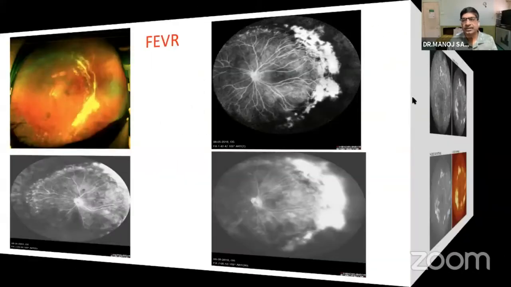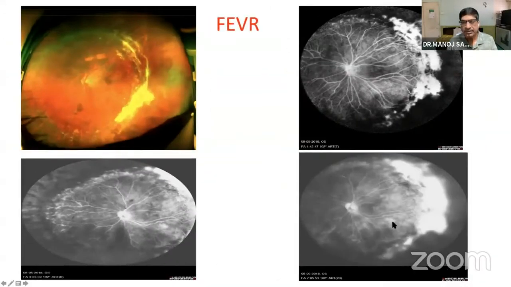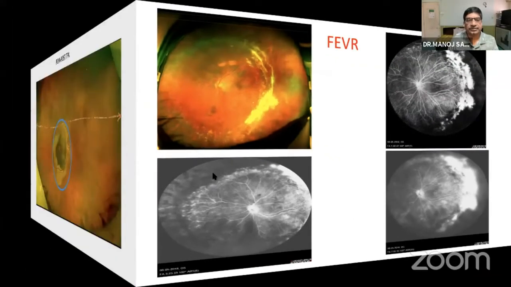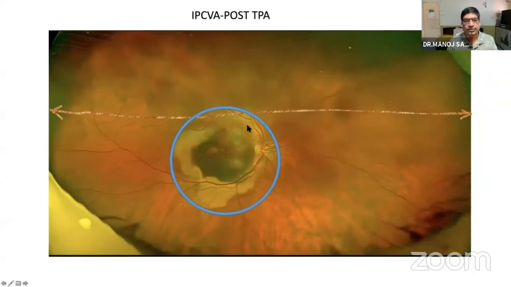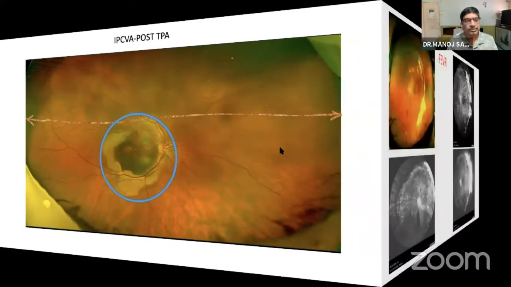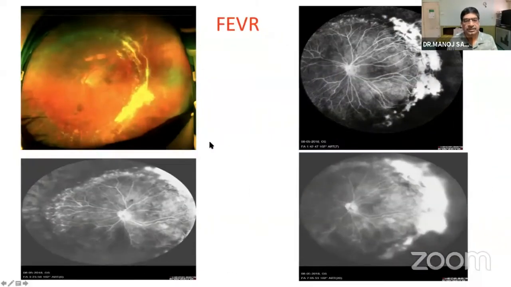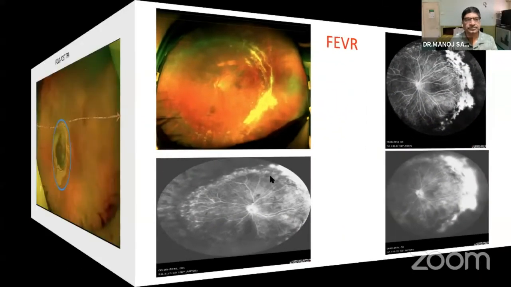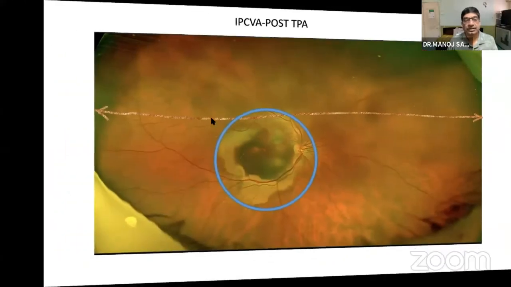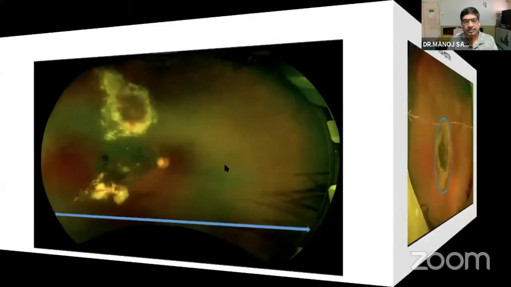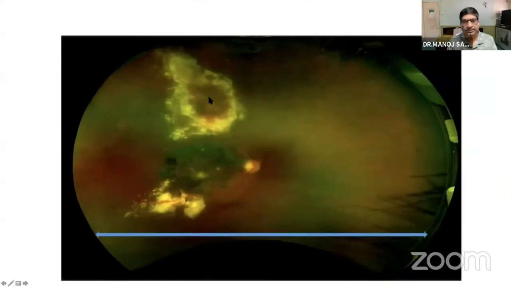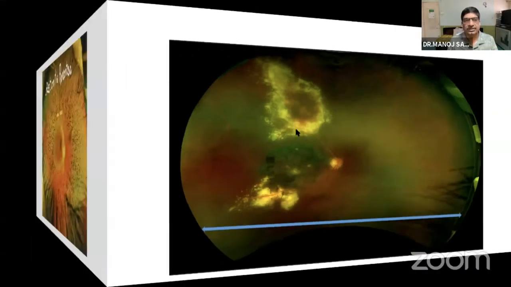This is a FEVR case where you can see that more and more treatment is required. And this is a case of hemorrhagic PCV, and post TPA we have taken the photograph, and you can see that the hemorrhage is displacing now. This was a case of Coats disease, and this doctor was thinking that it was a traumatic case, but once we showed him that it is not traumatic but Coats disease, he is convinced now.